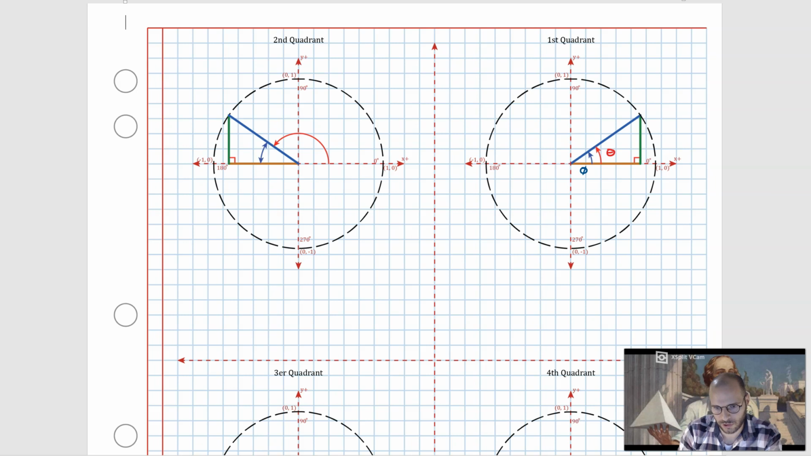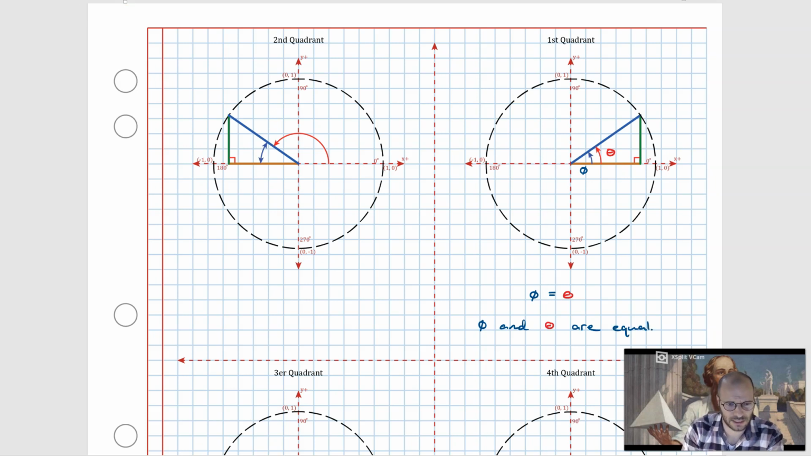And for the first quadrant at least, we find that the value of phi mimics the value of theta. So we say phi is equal to theta, and we can say that phi and theta are equal.